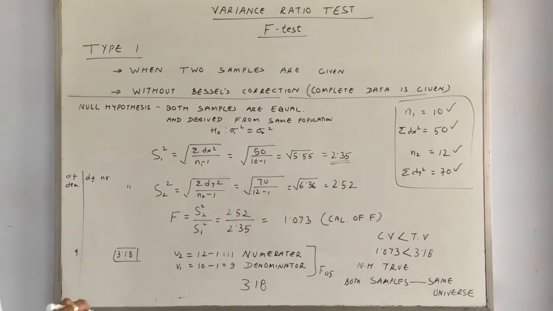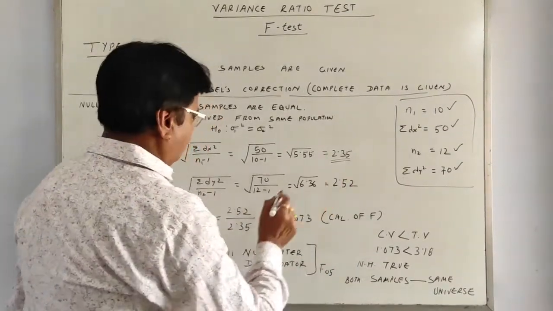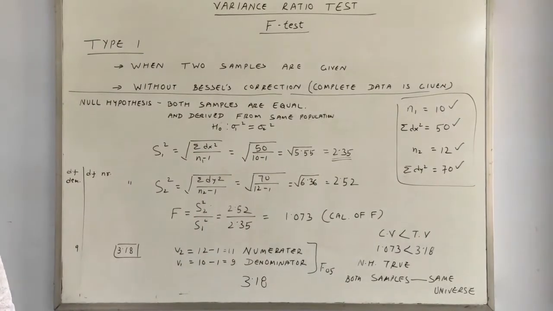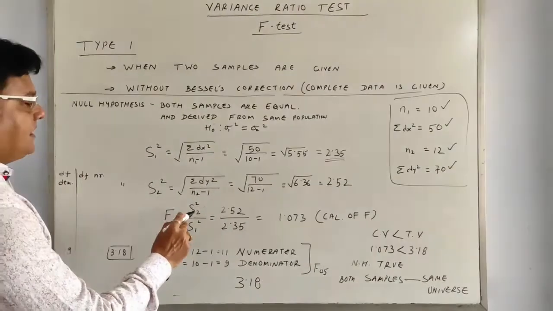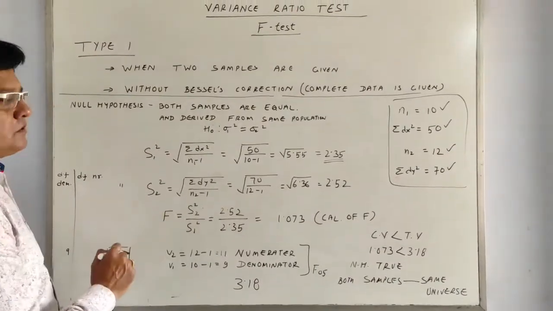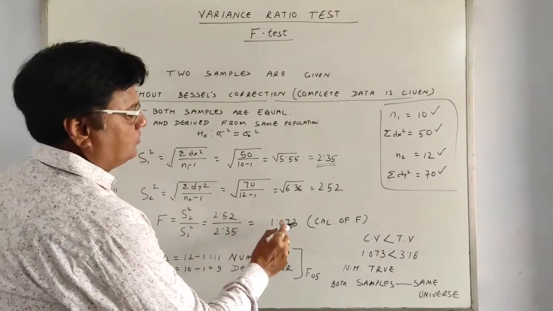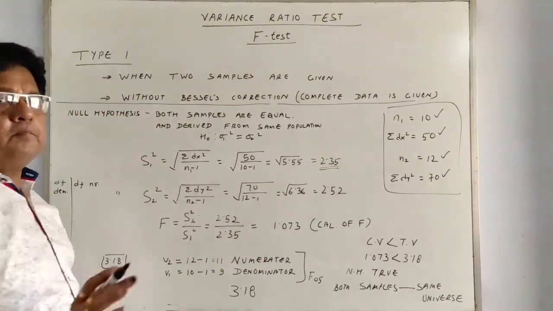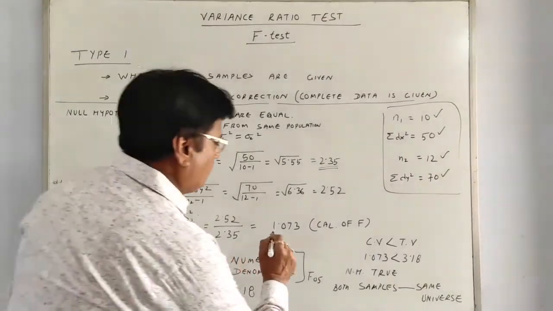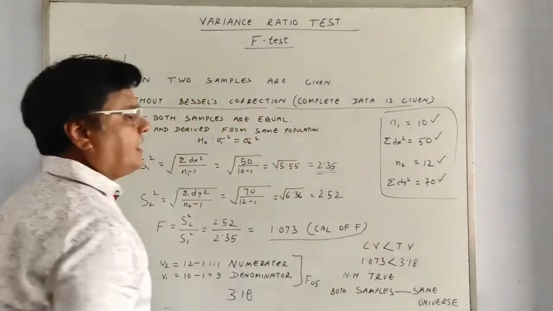And now one thing we have to take care of: whichever is higher will go in the numerator. So F will be s2 square by s1 square, and that is coming to 1.073. And this 1.073 will be your calculated value of F.